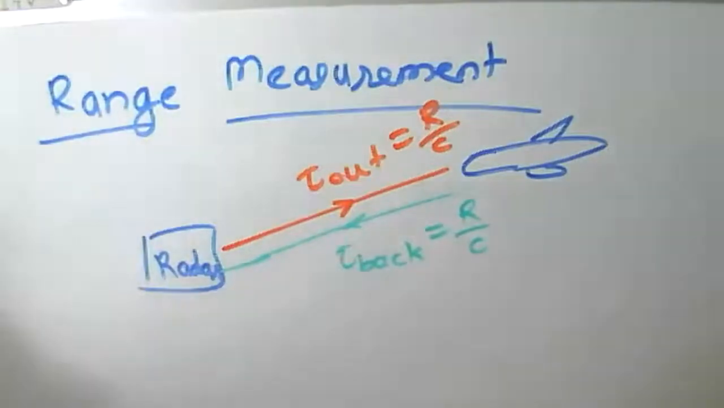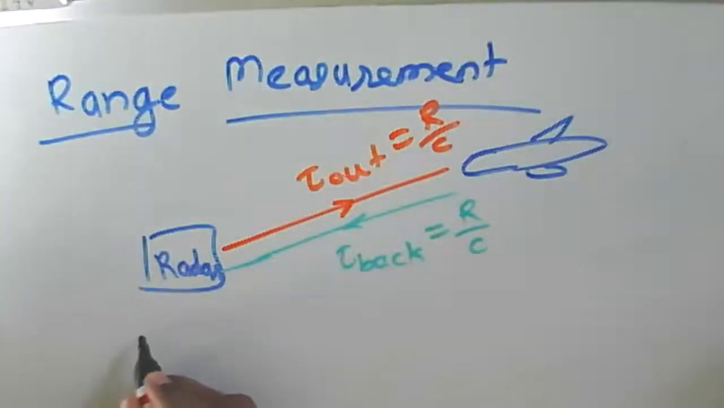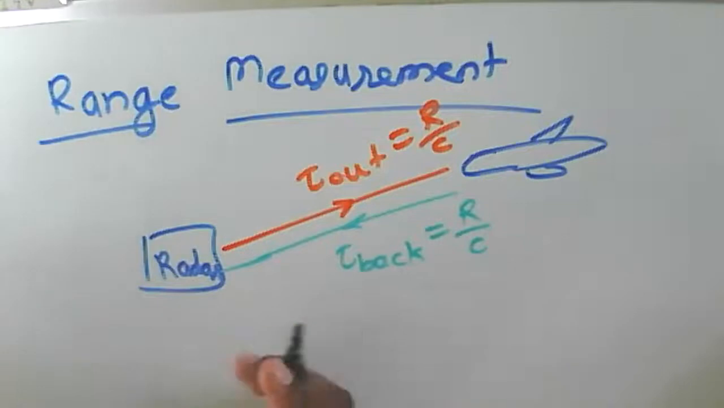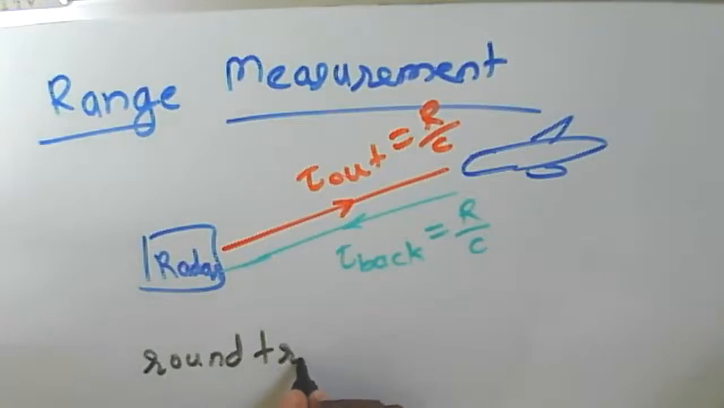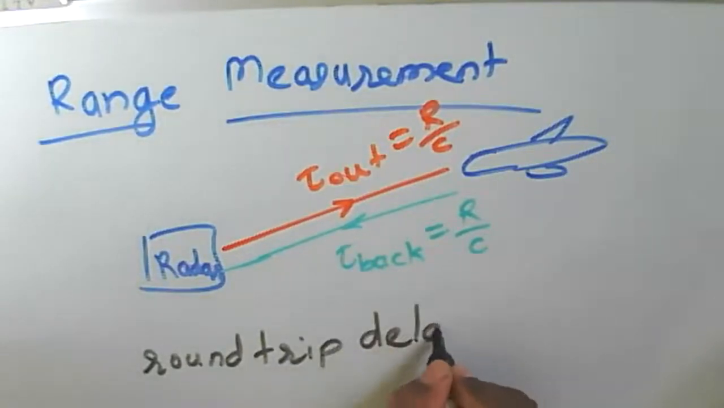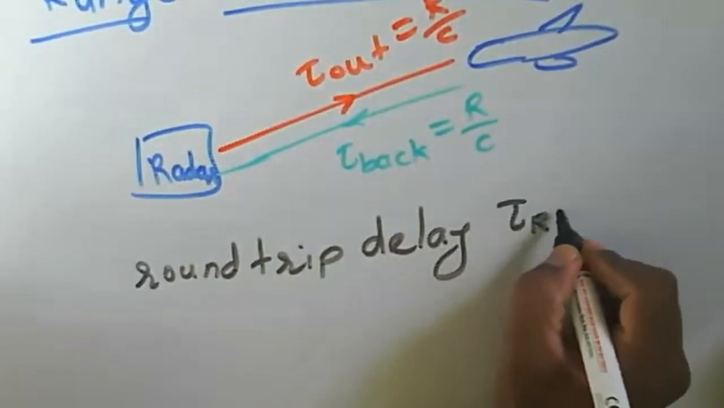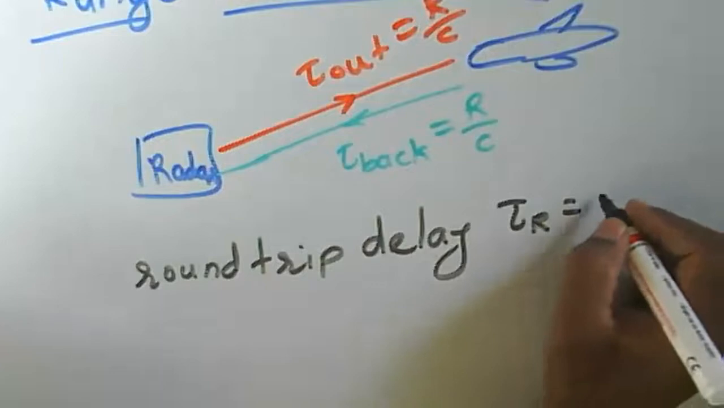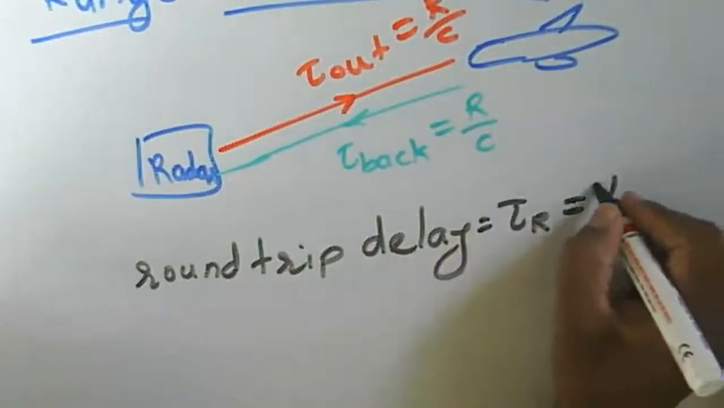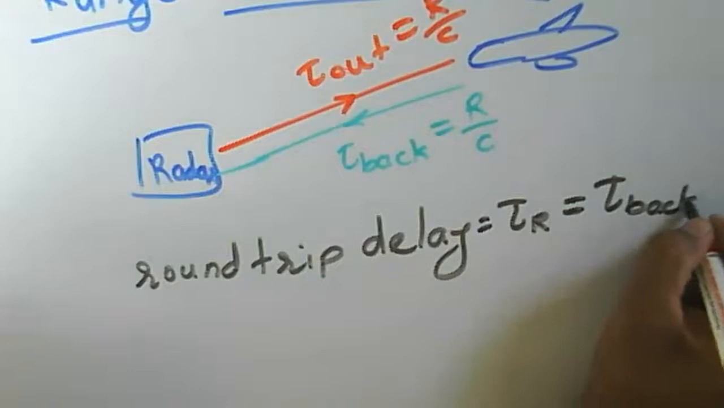So from the pulse transmitting from the device to the pulse reflecting back from the object, we call this the transit time delay, the time required. We can write here the round trip delay. That round trip delay T R is equal to what? It is T back and T out.